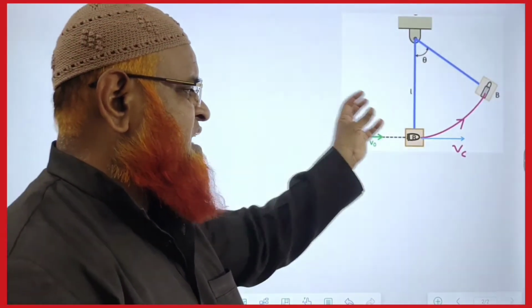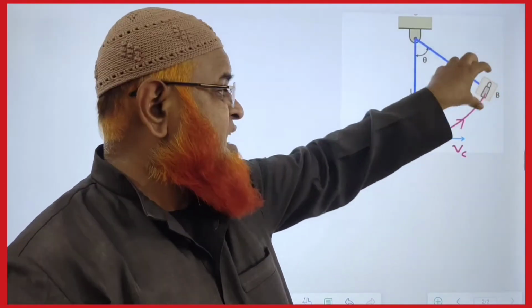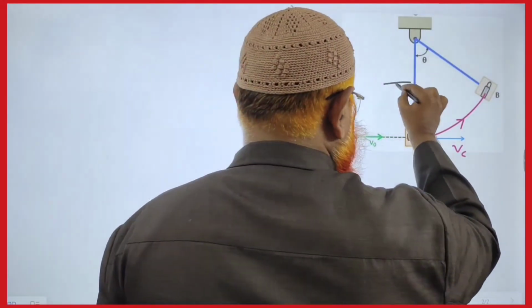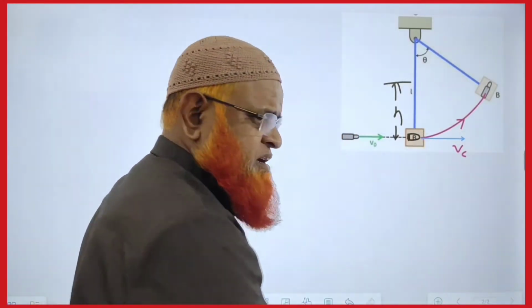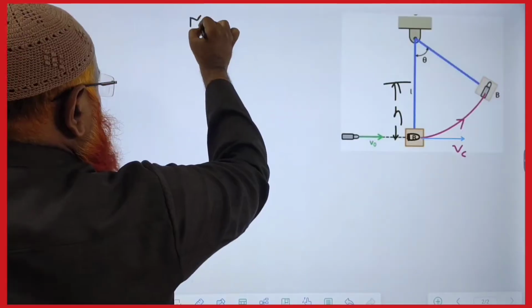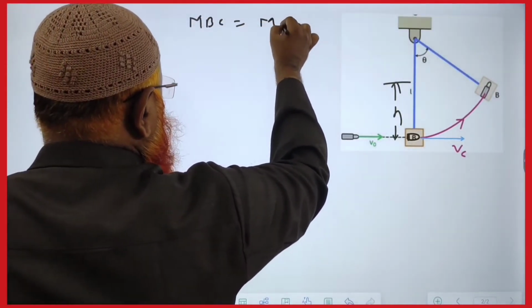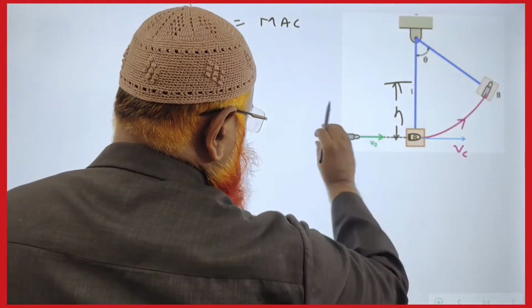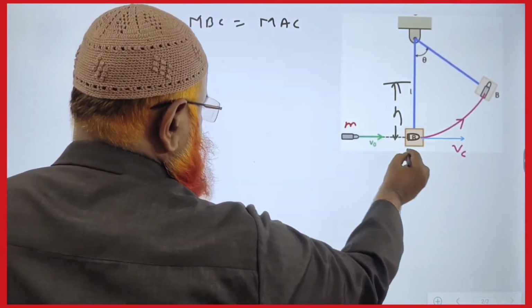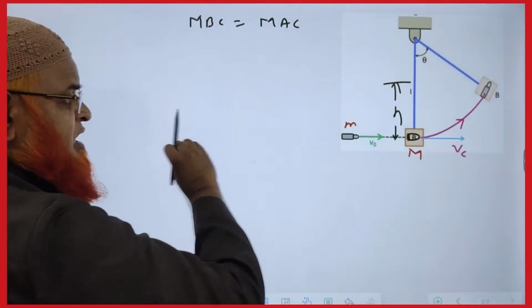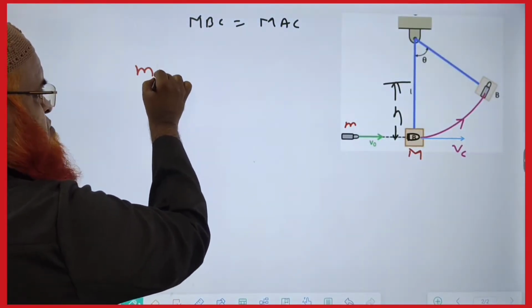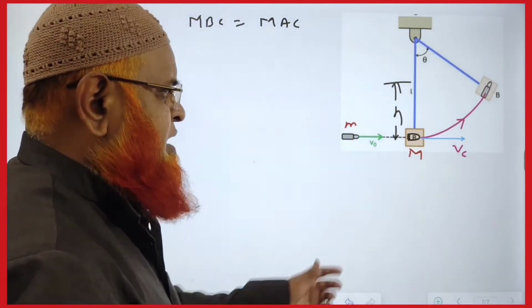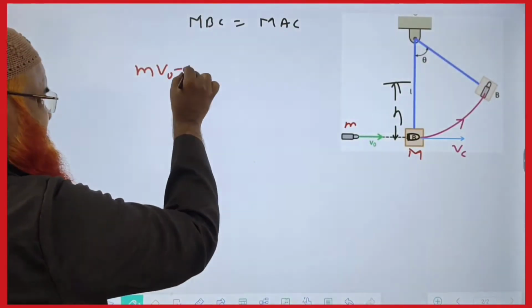So this is a bullet which has entered into the block and makes the block rise to a certain height h. So we need to find out this height h. How are you going to find out the height h? The first thing is conservation of momentum: momentum before collision is equal to momentum after collision. Before collision, the bullet is having a certain mass, small m, and the block is having a mass capital M. The bullet is moving with velocity v0, whereas the block is at rest, so we can take it as 0 here.